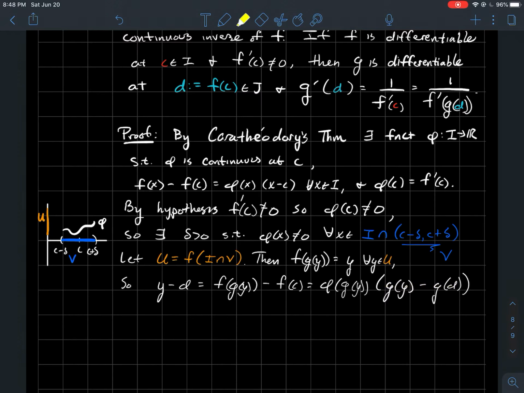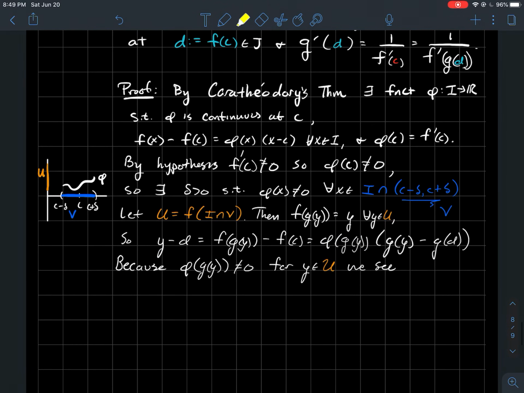Now, I know that phi is non-zero as long as the input of phi is within this nice window here. Well, y is in this window here, therefore g of y should go back to the blue. So g of y should live in that nice interval that guarantees that phi is non-zero there. So what does that enable me to do? It enables us to divide by phi of g of y, and we're going to divide it over to one of these sides. Actually, I think this side's a little more useful for me since I've got y's and d's over here. So that's what we're going to do in the next step.